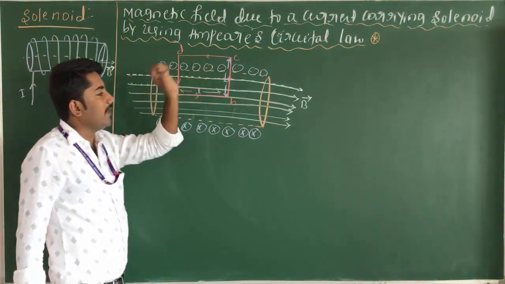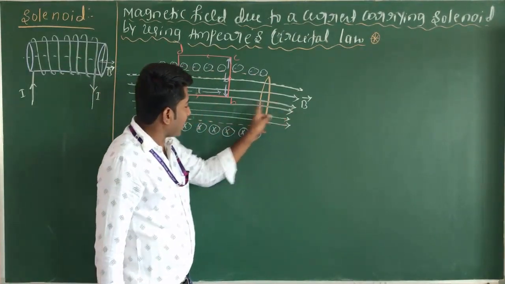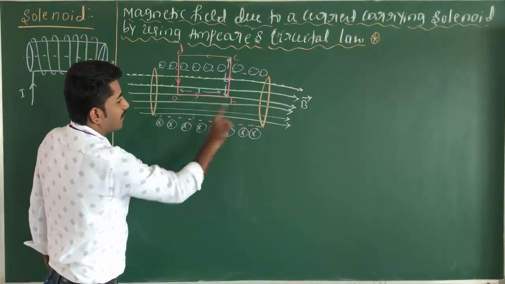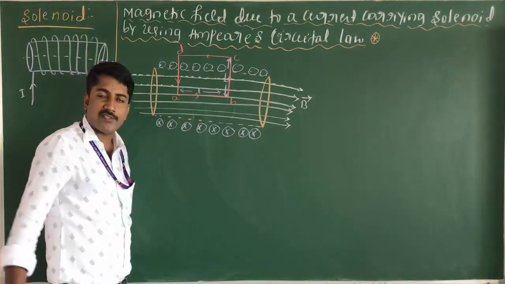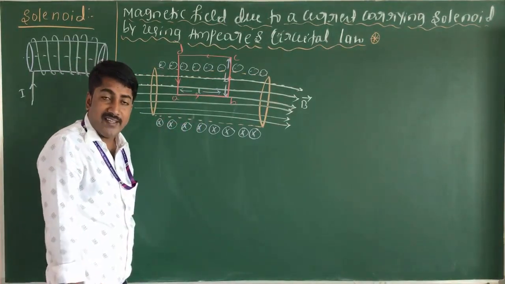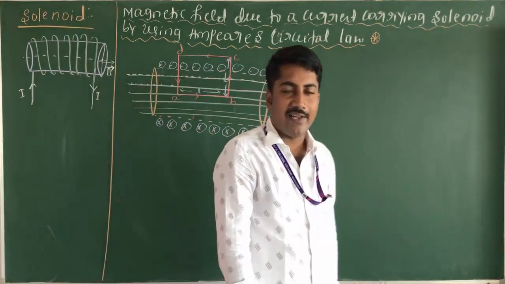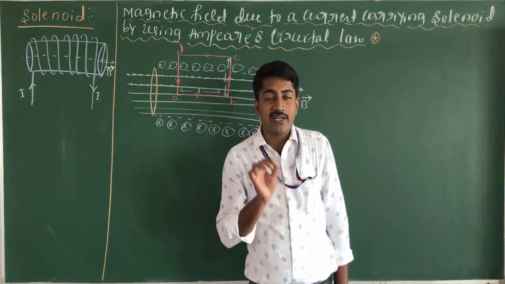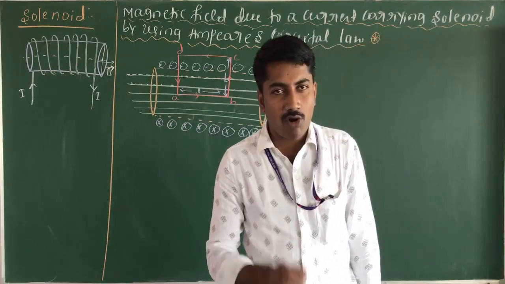This is the cross-sectional view of the solenoid. This line indicates the direction of the magnetic field. When the current is moving in this solenoid, the magnetic field is produced inside the solenoid, not outside. To find the magnetic field due to this solenoid, here I consider a rectangular Amperian loop. An Amperian loop means a closed path around the current carrying wire, or the current carrying conductor.